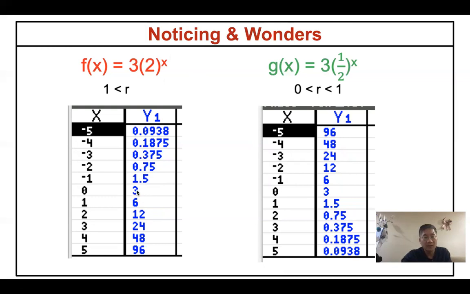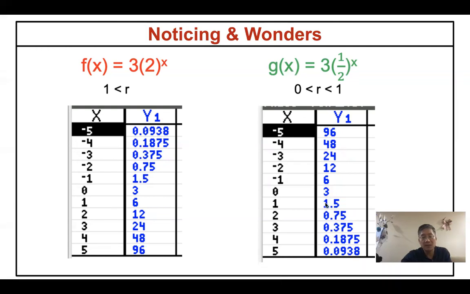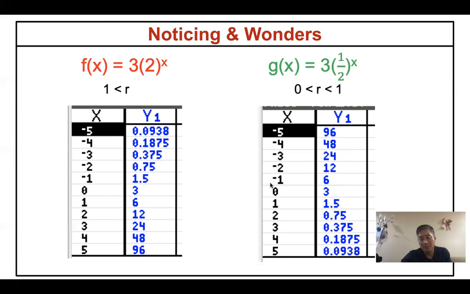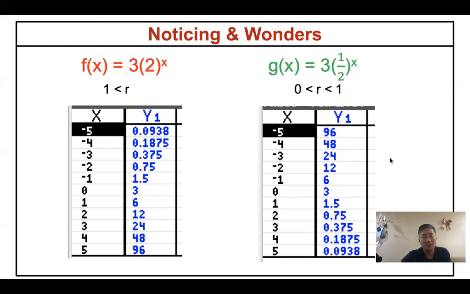But the first one, f of x, becomes double each time when x is increasing, but g of x becomes half when x is increasing. But when you go backward, it's double, because the inverse of half is double. So going backward, it becomes double. But when x is increasing, each time it becomes half here. This is opposite: 2 and half, the base. You see the difference, right? But now, how do you draw the graph?